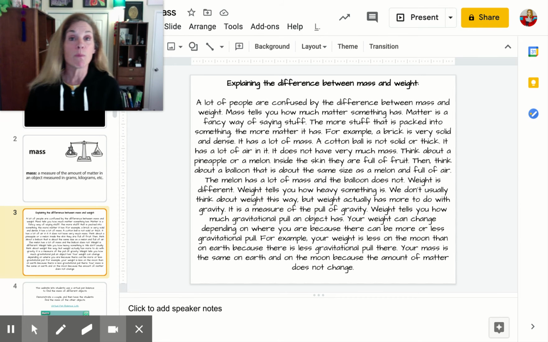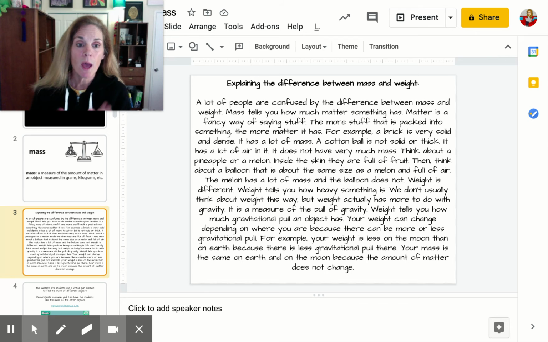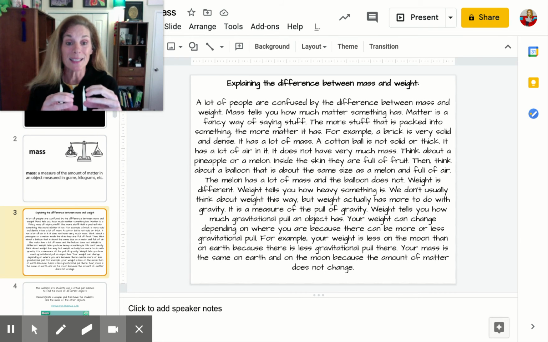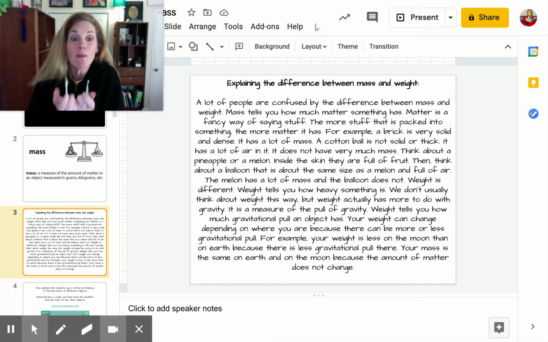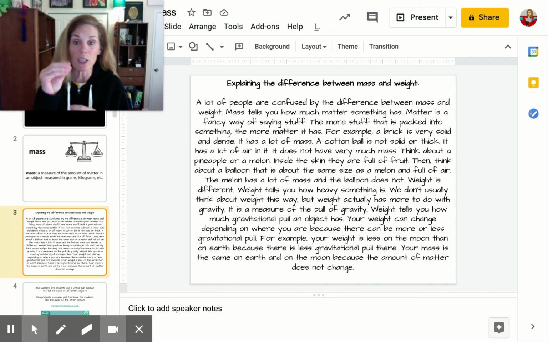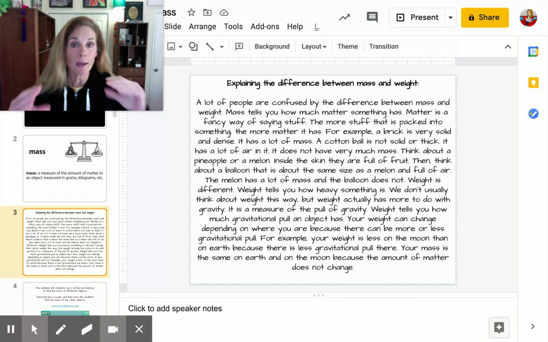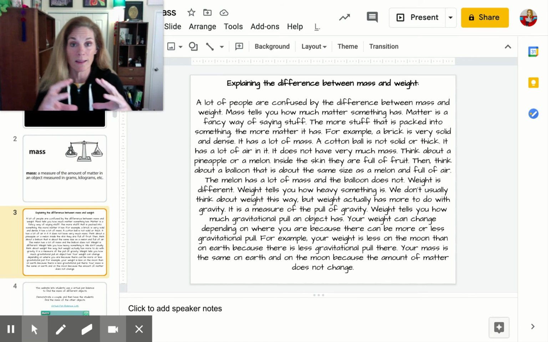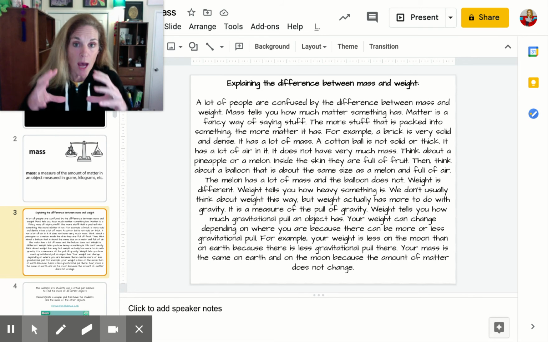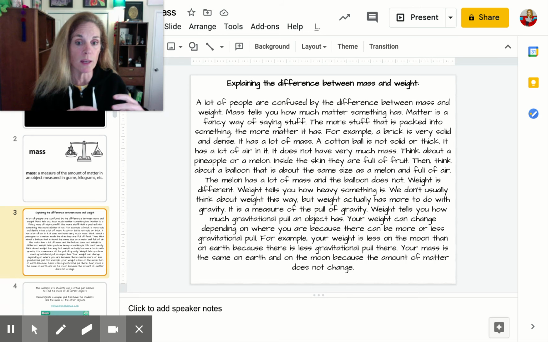For example, a brick, you know, the kind you make houses with? A brick is really dense. Have you ever tried to pick one up? It's really heavy. It has a lot of mass. A cotton ball is not very solid and it's squishy. It's not very thick, and it has a lot of air in it. It does not have very much mass. You could make a cotton ball that's as big as a brick, and the cotton ball would not have very much mass, and the brick would, right?